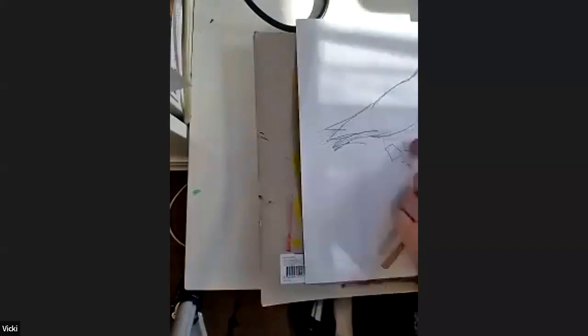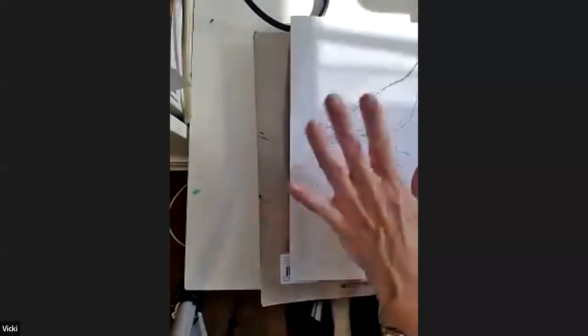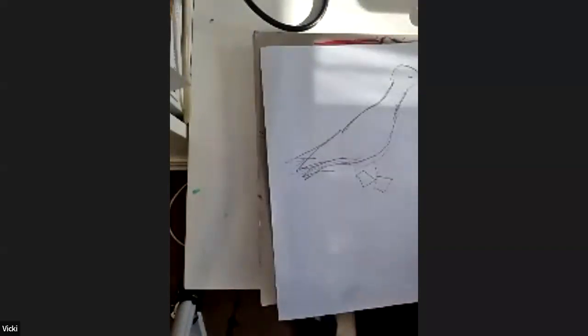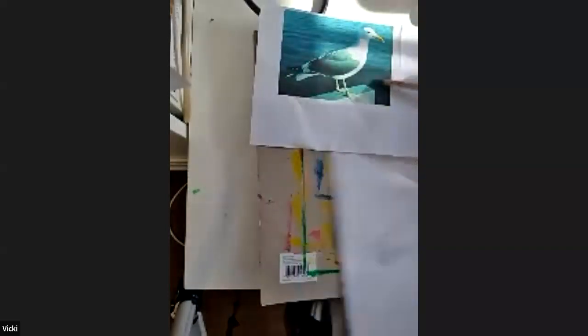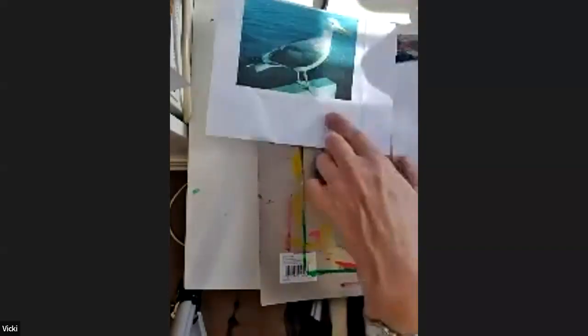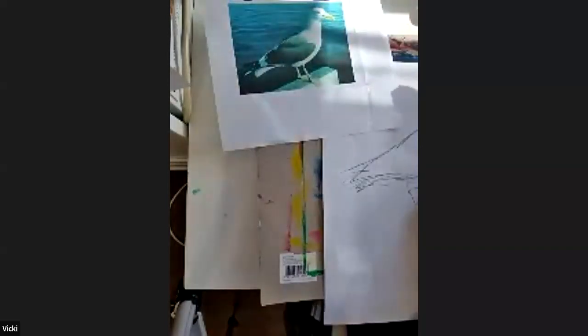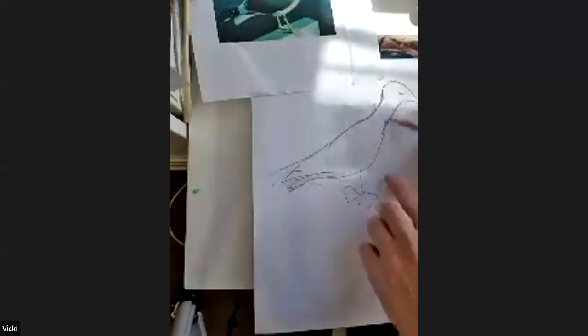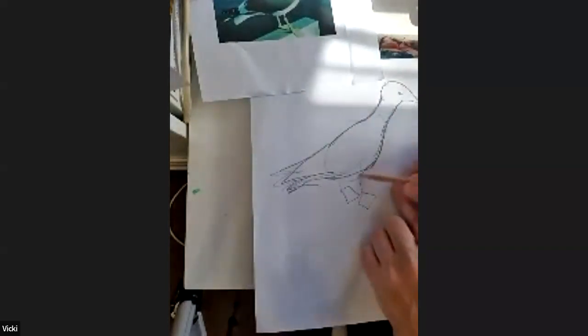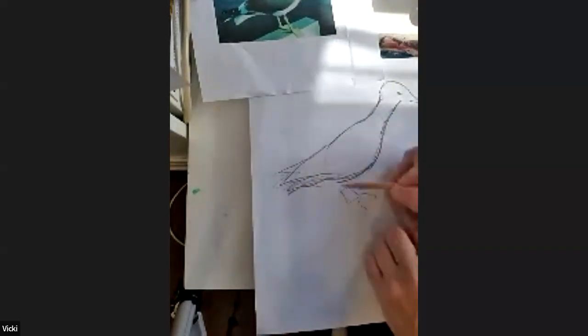So now, can everybody see me now? Can everybody see my wiggling fingers? Yeah. So this is what I did. I rubbed out all of my shapes, the shapes that I started with, so that I can have this bird. And I just joined the lines. See how I'm joining the lines now? So that it's starting to look like a bird.